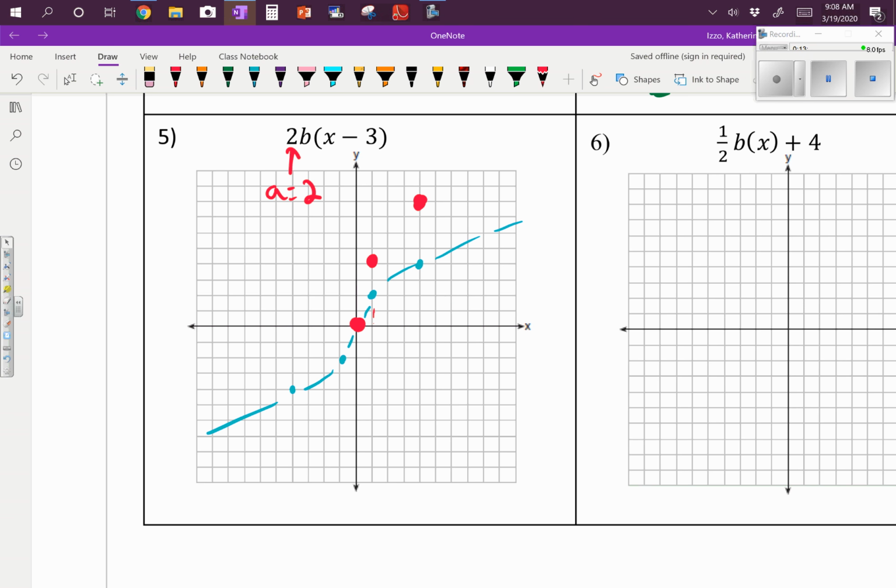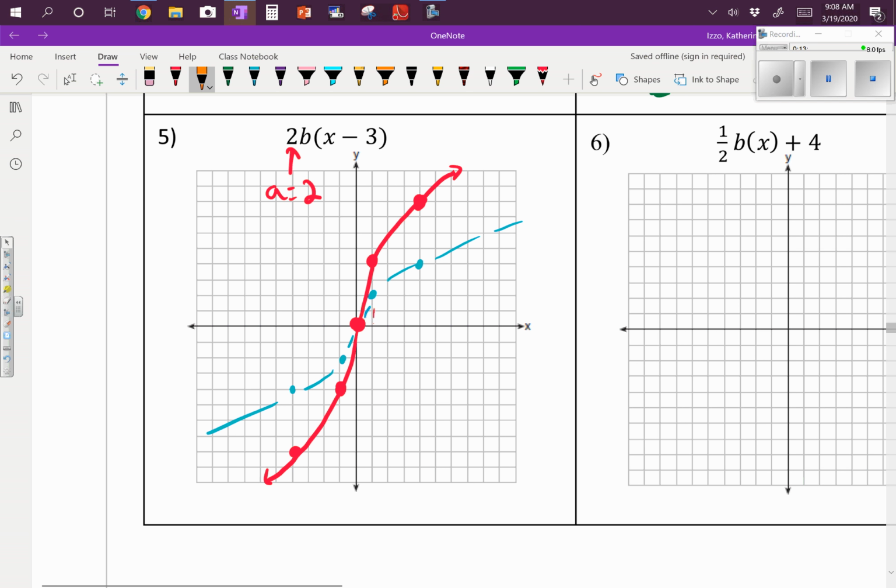We have to do the same on the other side too. So 2 turns into 4, and 4 turns into 8. Good job, Squirrel. See how it's a little bit skinnier, standing up nice and tall? But that's not the end.